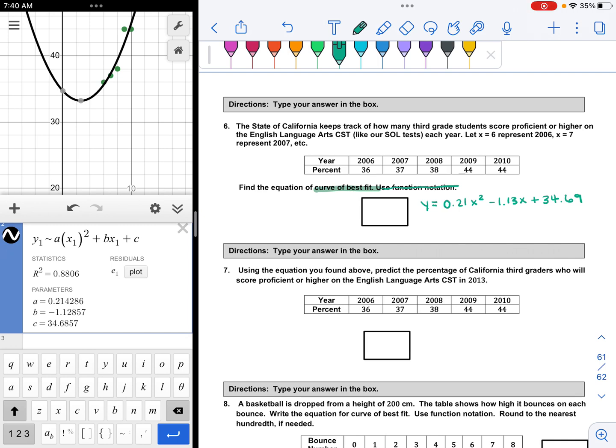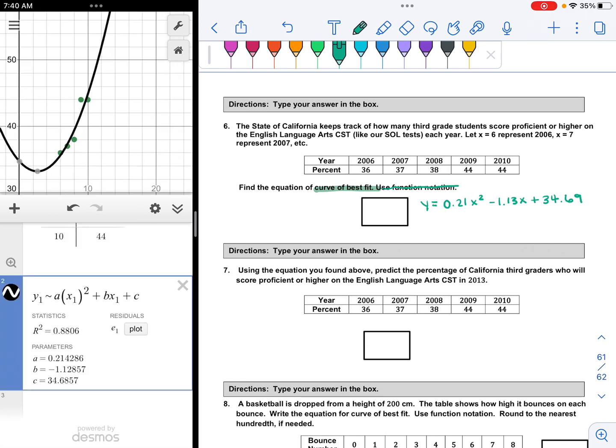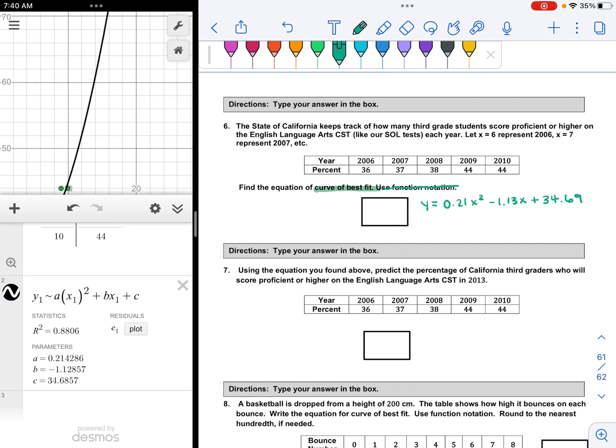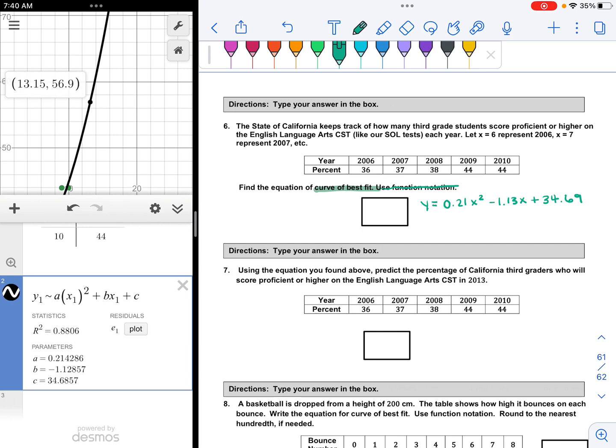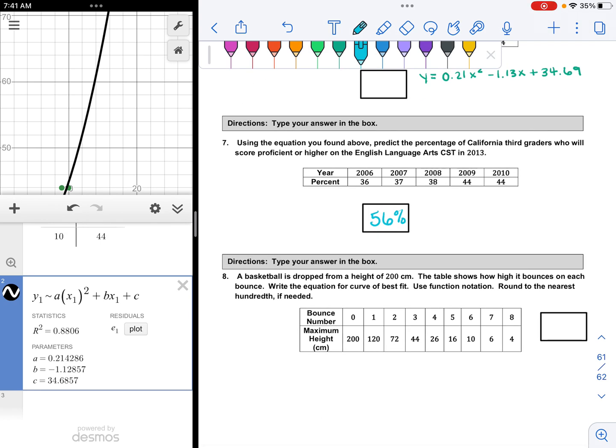All right, so number 7, using that equation you found above, predict the percentage of California third grade students who will score proficient or higher in 2013. So we're looking for a value at 13. We're going to follow the line. Again, we tap on that line. I might have to zoom out just a little bit more. There we go. We're looking for our value of 13. There it is, right at 13. We see it's going to be right about 56.2, somewhere around that. So our best prediction would be about 56%. Okay? Go ahead and try question number 8.